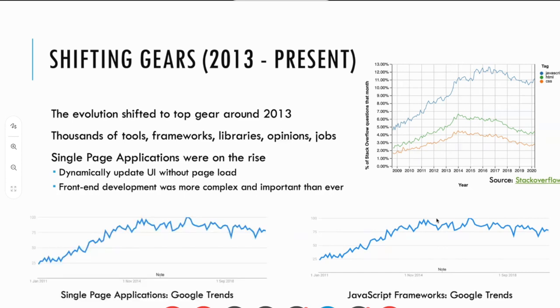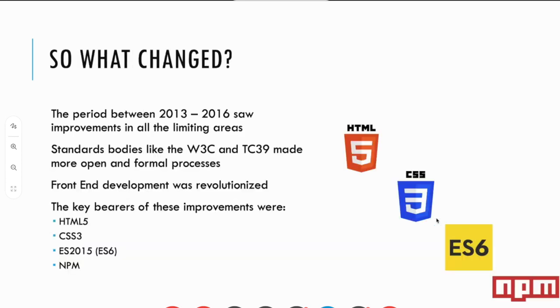So basically, front-end development was becoming more and more complex, and there were more needs arising from the front-end technologies. So what changed during 2013 to the present time? What limitations were removed that it is now what's called modern front-end development? The reason for this change is that the period between 2013 to 2016 saw a lot of improvements in all the limiting areas that we talked about two slides ago.